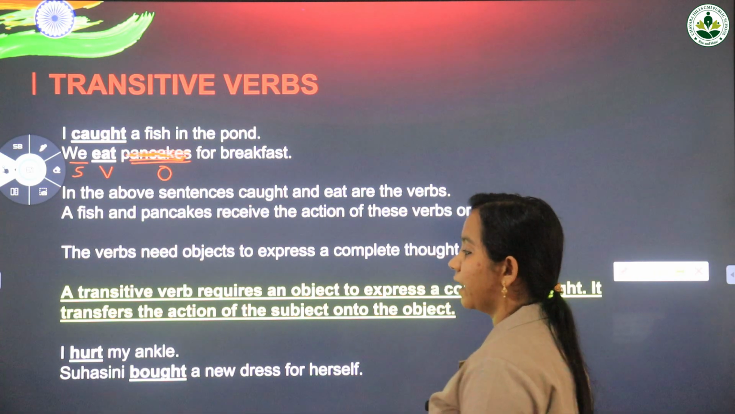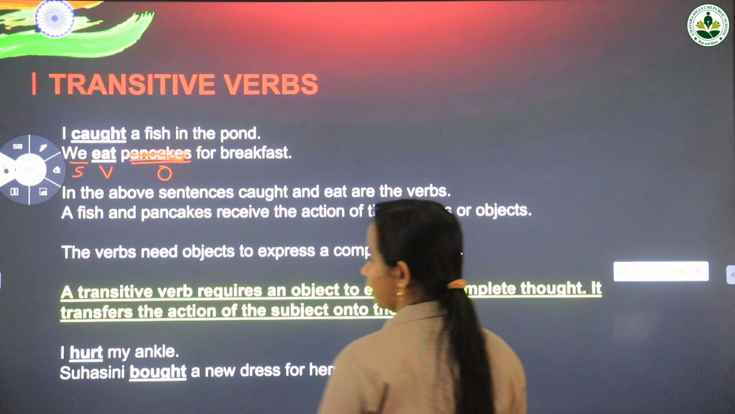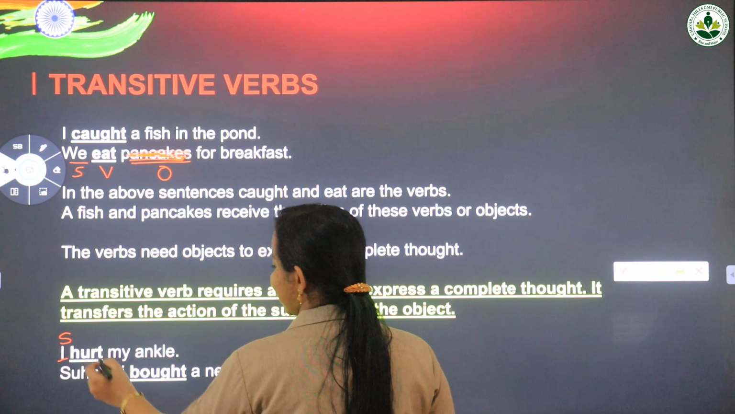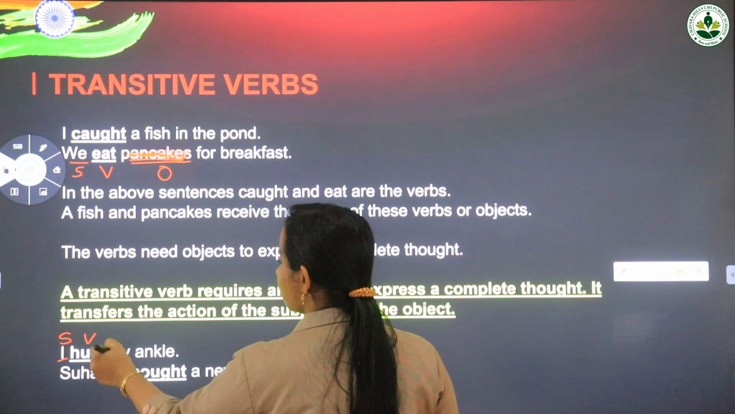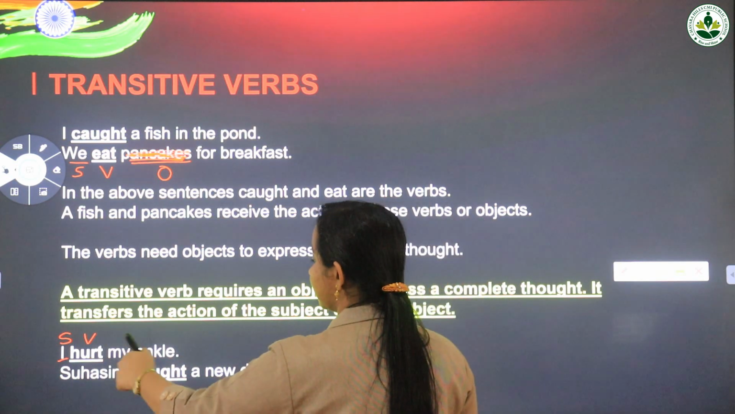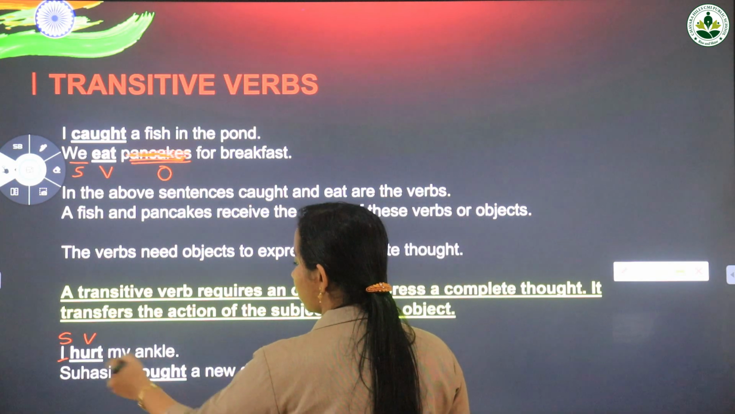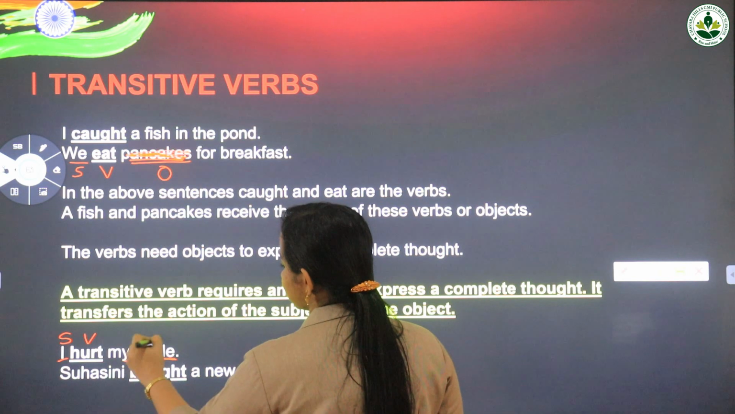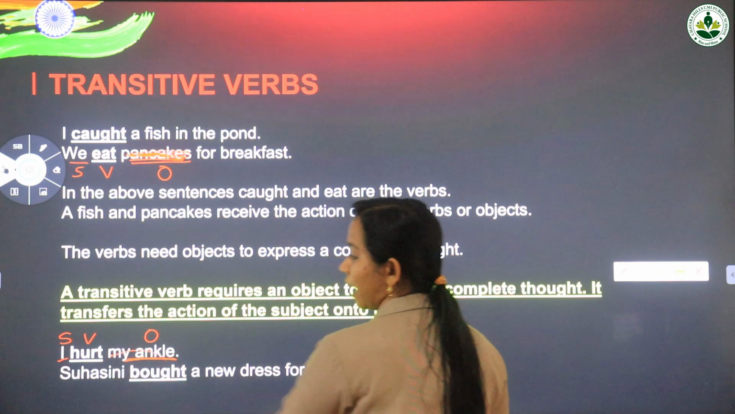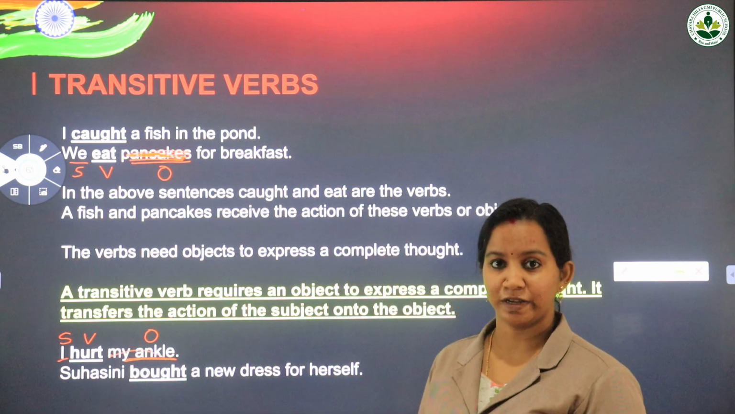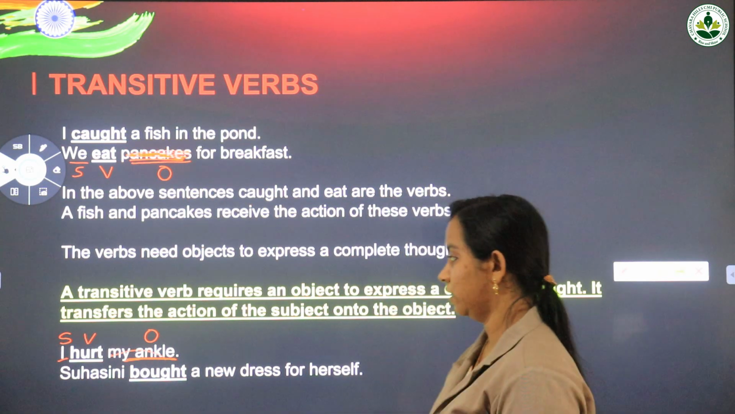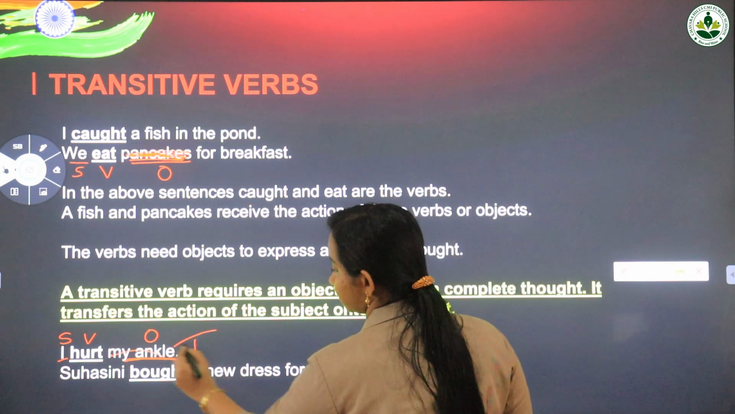I hurt my ankle. So here, what is the subject? Subject is I. What is the verb? Hurt. Hurt what? If you ask what to your verb, you will get answer as object. Hurt what? Hurt my ankle. Object. So I hurt. Just imagine the sentence without the object. I hurt. Meaning is incomplete, right? So my ankle is needed to complete the meaning. Now next one, just see. So hence it is a transitive verb.